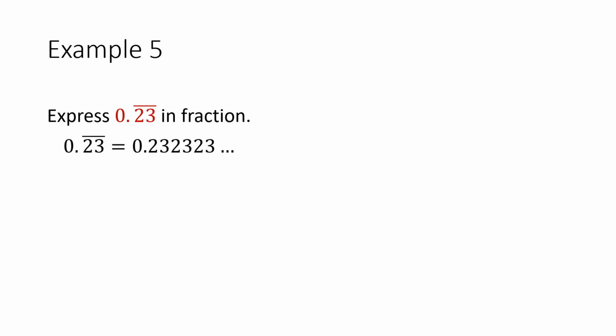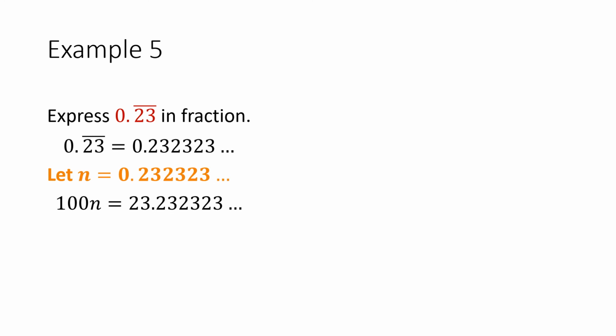Okay, we have now another example. We have now 23 hundredths bar, which means 0.232323. The repeating decimal is 23 and it's in hundredths. Therefore, you have now this one. Let n be equal to 0.232323.